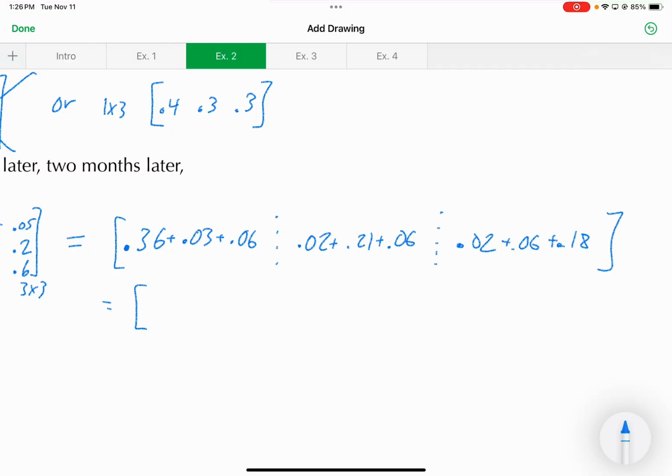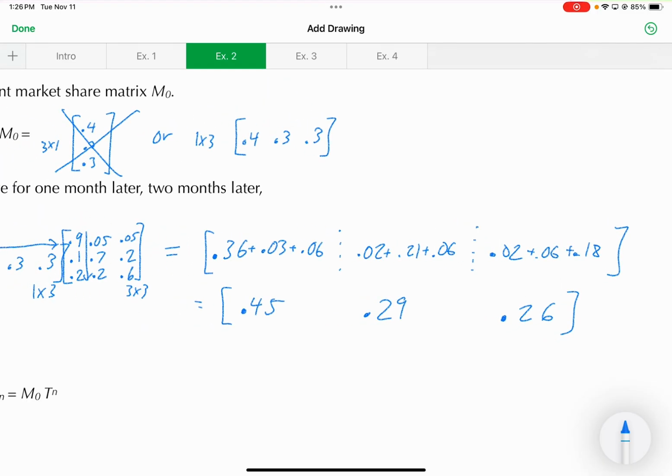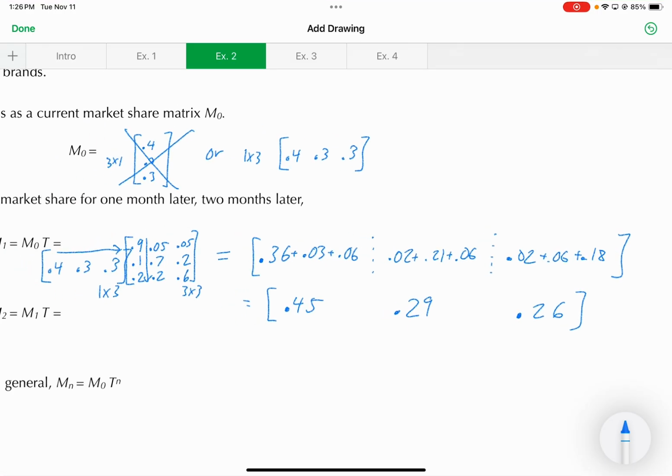All right, so 0.36 plus 0.03 plus 0.06 would be 0.45. And then 0.02 plus 0.21 plus 0.06 would be 0.29. And then 0.02 plus 0.06 plus 0.18 gives me 0.26. That sound right? Looks good. Okay, cool. All right, so then 1 month later, that's what my market share looks like.